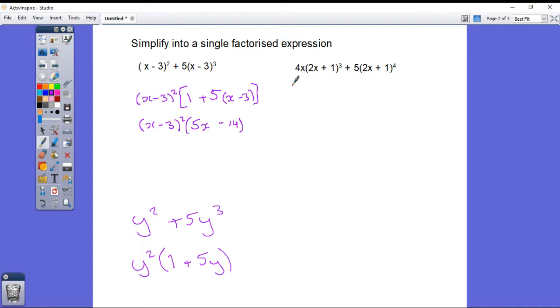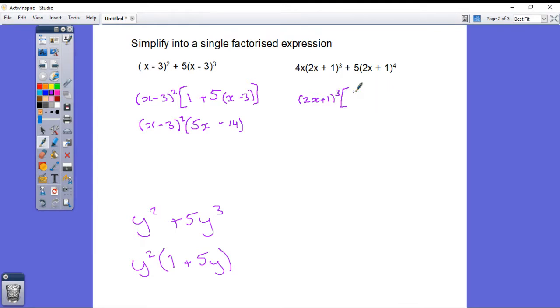Looking at the second question, we've got 2 terms separated by that big plus in the middle. We have a factor of 4, an x, and a bracket. And then we have factors of 5 and the bracket. So actually the only thing in common is we have a bracket, we've got a cube, and then we've got it to the power 4. So we've got 3 brackets as the common factor. So we're going to have 2x plus 1 cubed as the common factor.